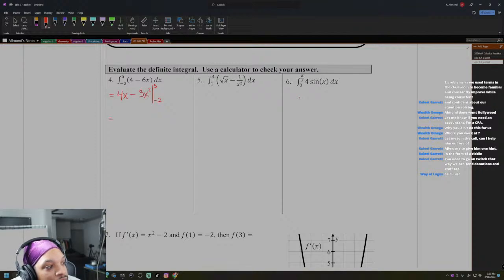So that'll be, I like to use parentheses, so it'll be 4. I'm going to write it out fully too, so you can see exactly what I'm doing. Actually, I'm going to use brackets right here.